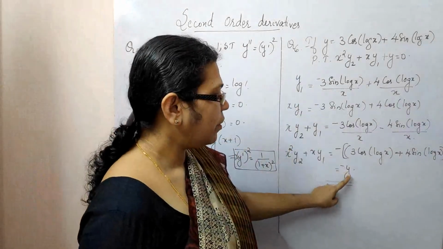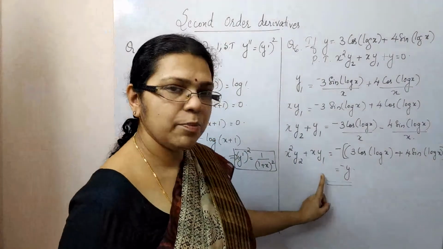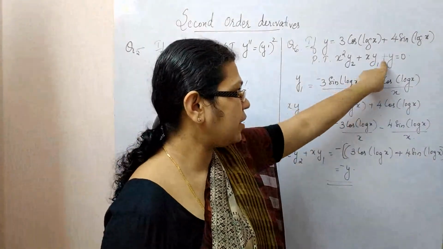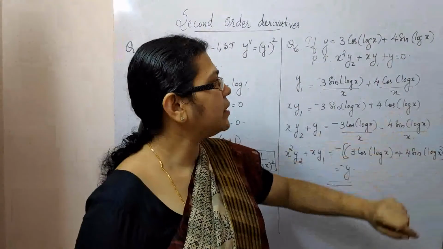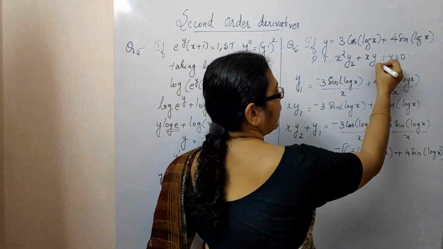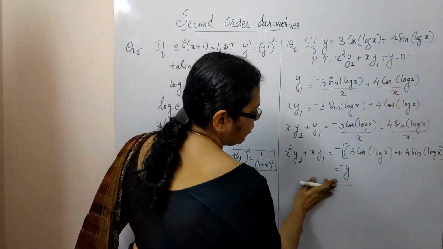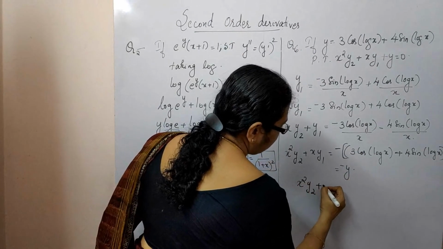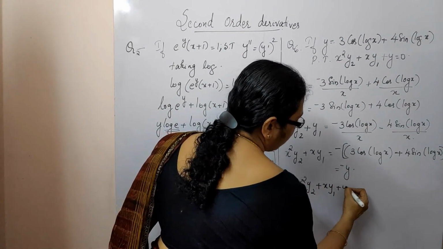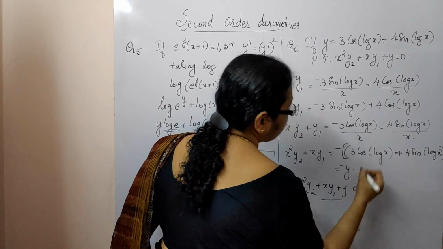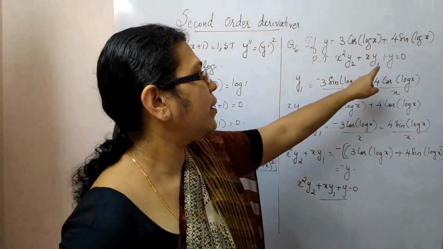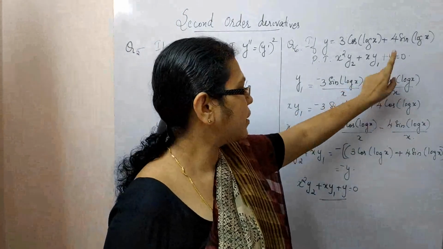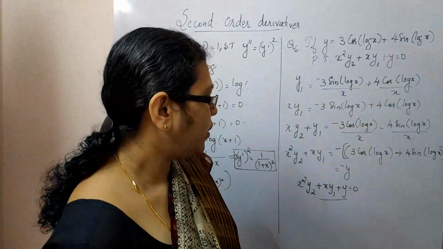Minus of y. When minus of y is brought this side, you get it as plus y is equal to 0. There is a correction there in the question. It was plus y is equal to 0. So here it is y1 here. When I bring this y dash this side, x square y2 plus x y1 plus y is equal to 0, as it is required. Okay, the question when I wrote this, plus y was not there. Now it is correct. Plus y is equal to 0.